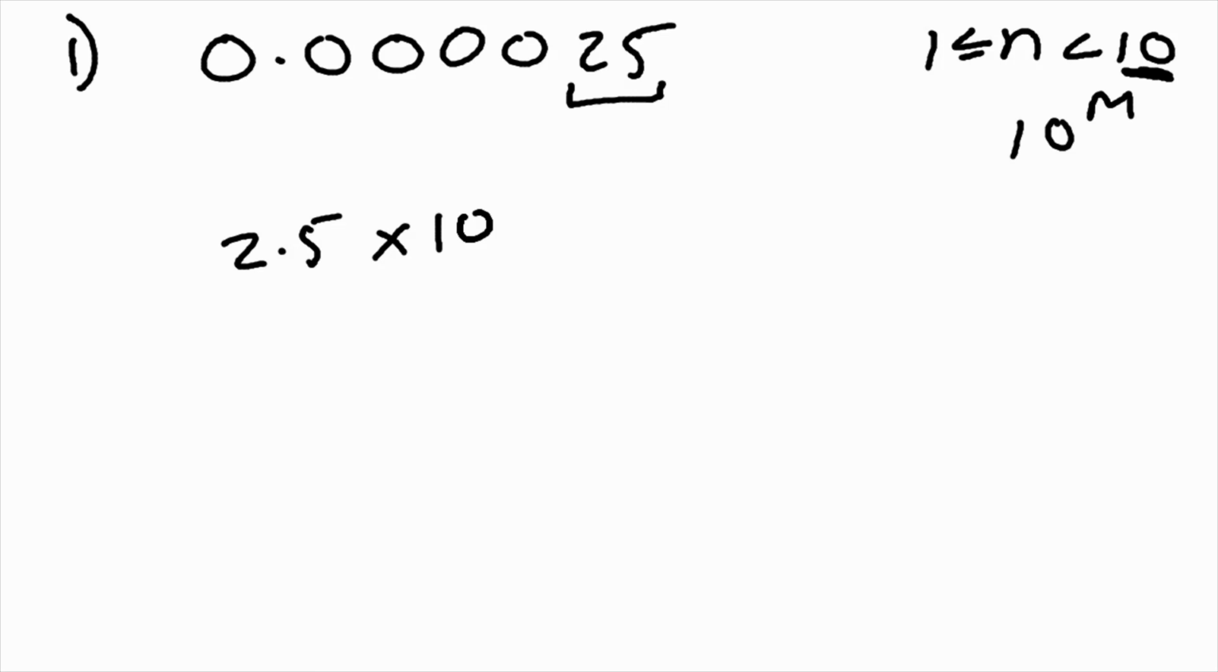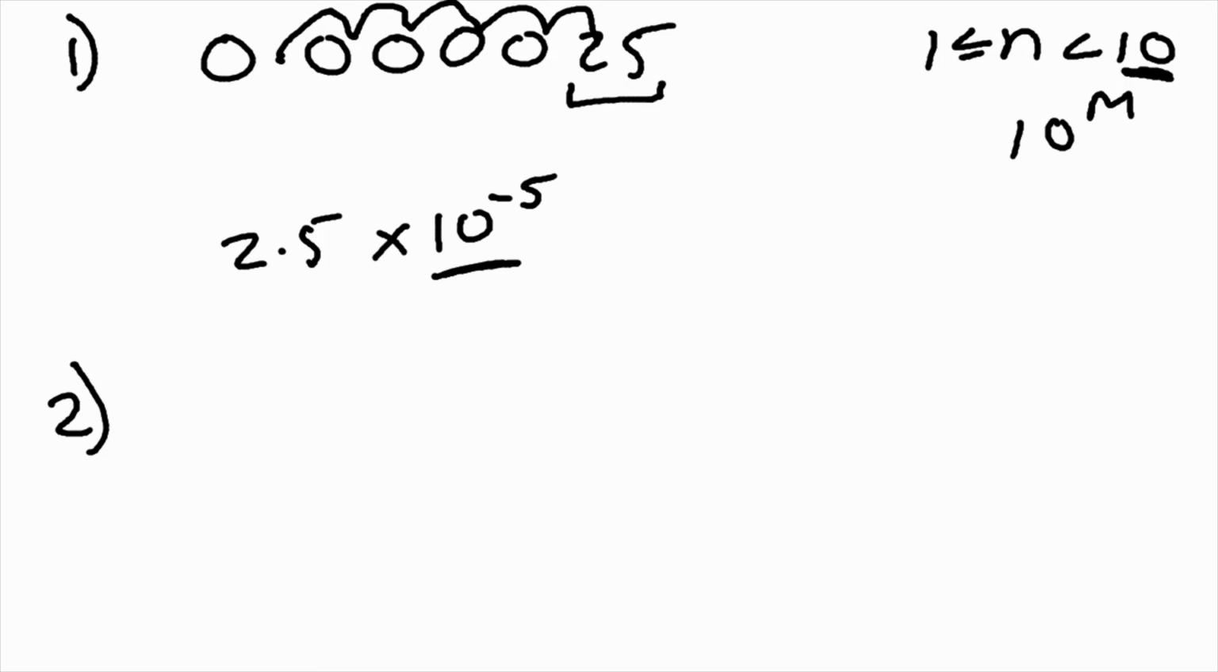We're then going to multiply it by a power of 10. But in this case, we've got to say, well, actually, we're not multiplying it by a power of 10. We're dividing it by a power of 10. So our power is going to be negative. And it's going to be negative 1, 2, 3, 4, 5. Because we're dividing it by 10 to the power of 5.